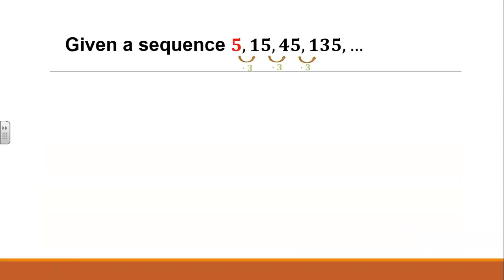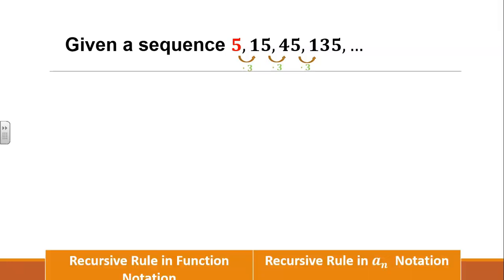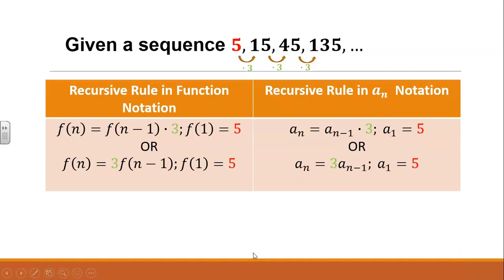Looking at the same sequence, we can see that this sequence is multiplying by 3 each time. Our recursive rule in function notation is f of n equals f of n minus 1 times 3, where f of 1 equals 5. Or you could write it so that it's 3 times f of n minus 1. With subscript notation, the structure of the rule is the same. The only difference is, instead of saying f of n, we have a sub n, and instead of f of n minus 1, we have a sub n minus 1.